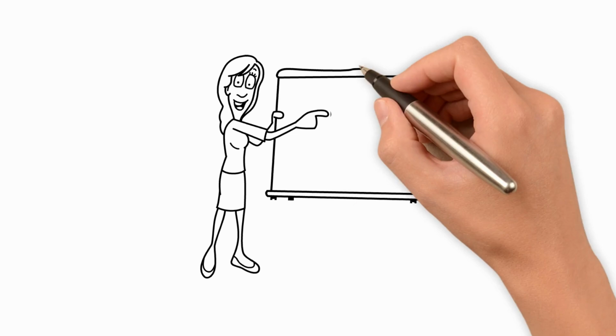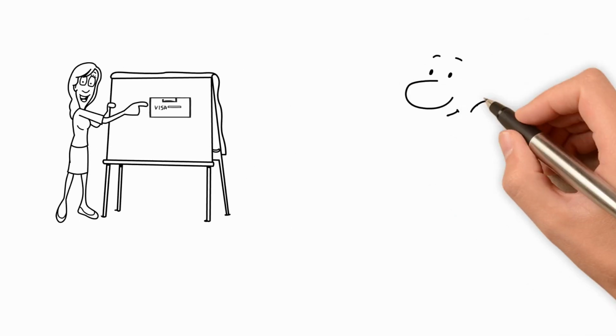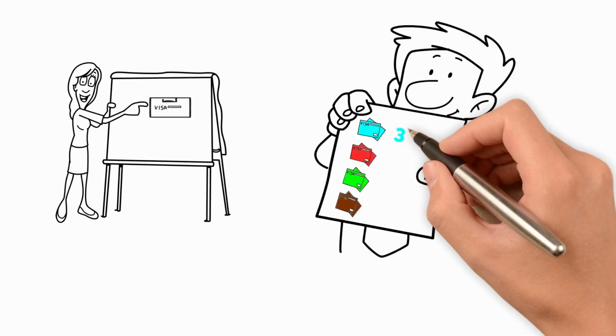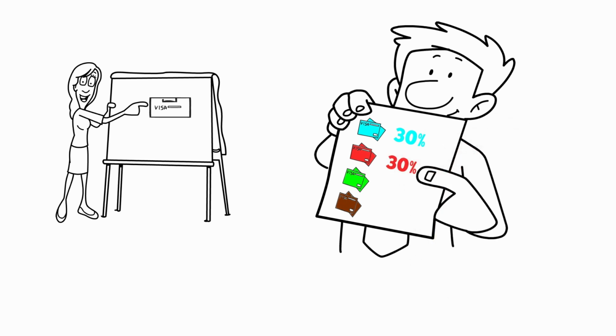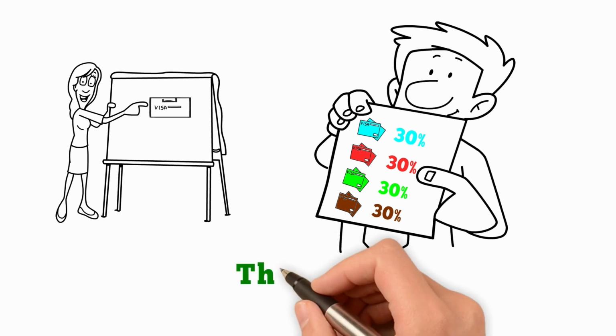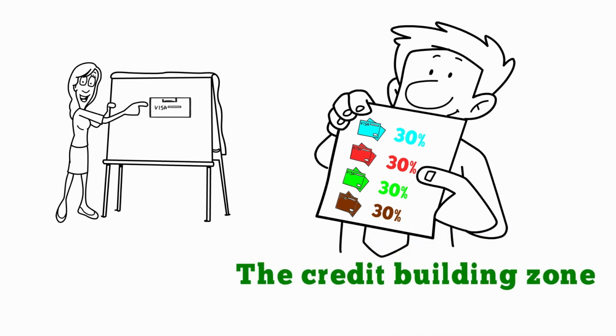Our advice is just to take it one card at a time. Once you get one card paid down to 30%, move on to the next card and continue that process until they are all below 30%, or what we like to call the credit building zone.